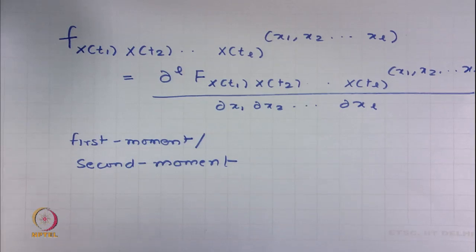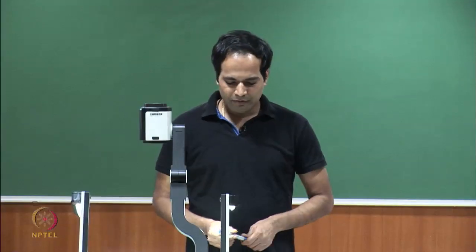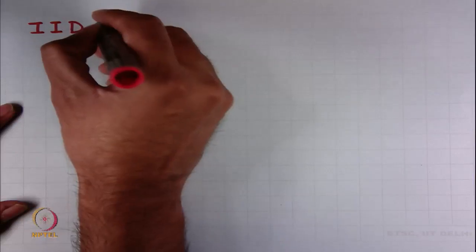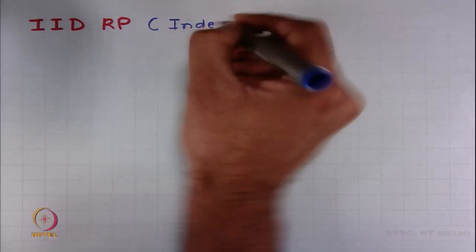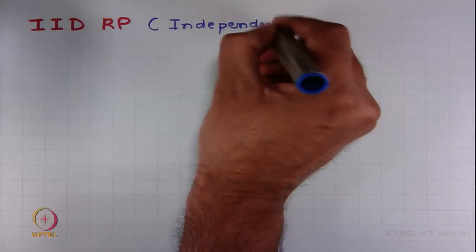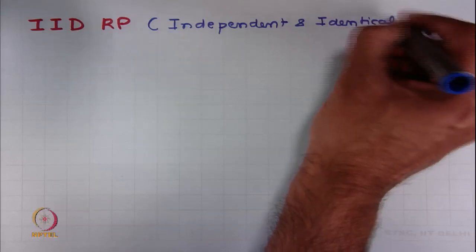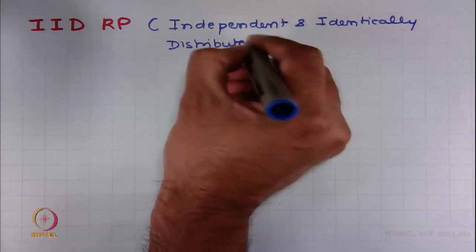Okay, so now we have defined the random process and it is time to look into some examples of random processes. The first important example that we would like to look into is the IID random process. IID stands for independent and identically distributed random process.